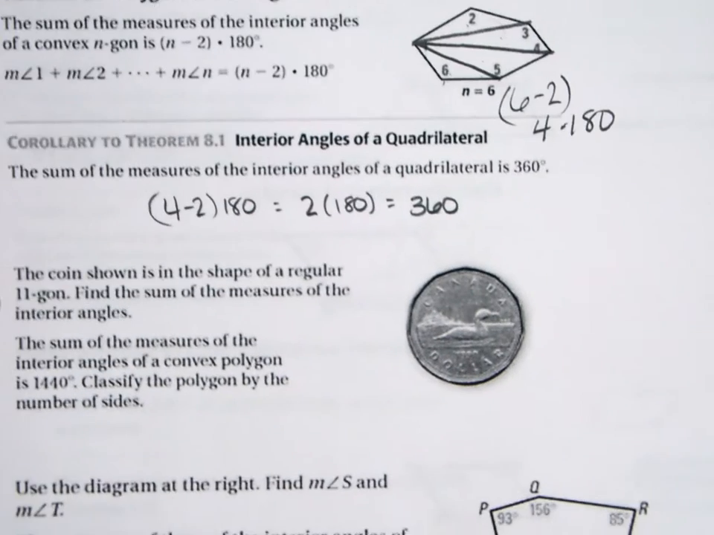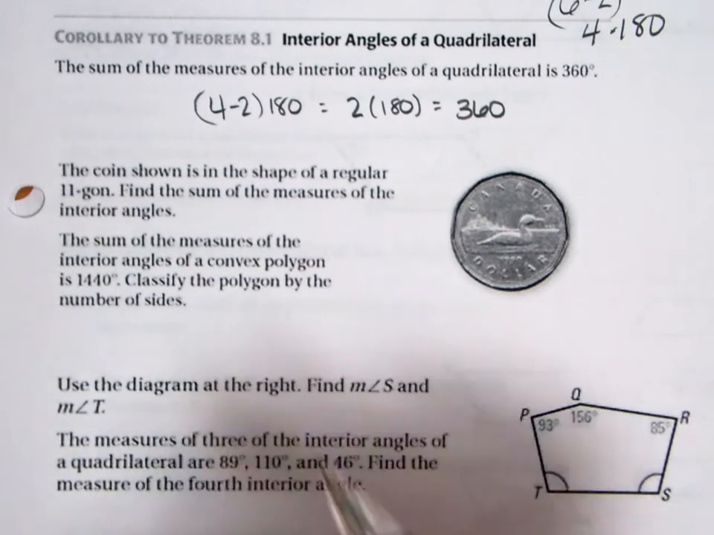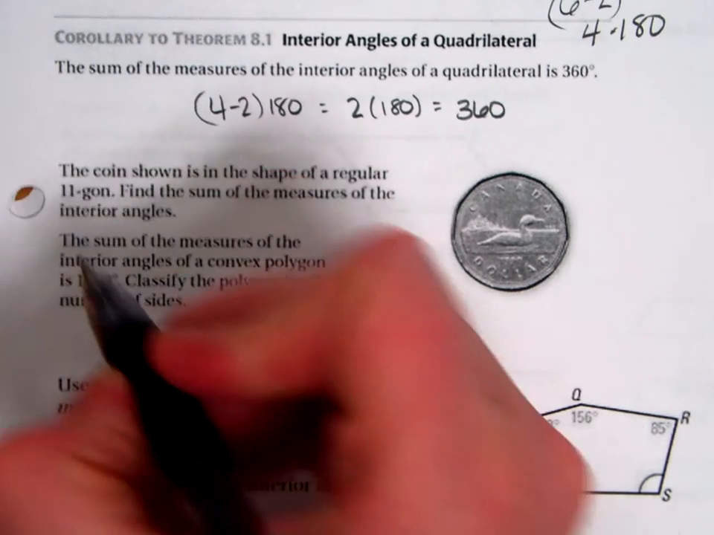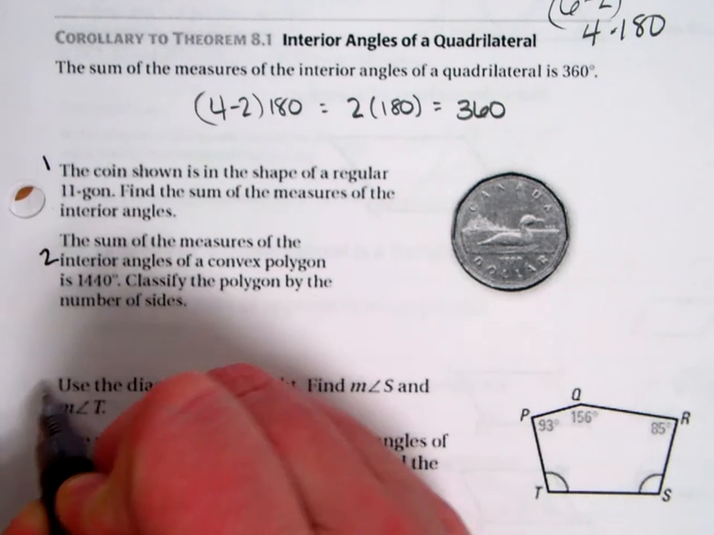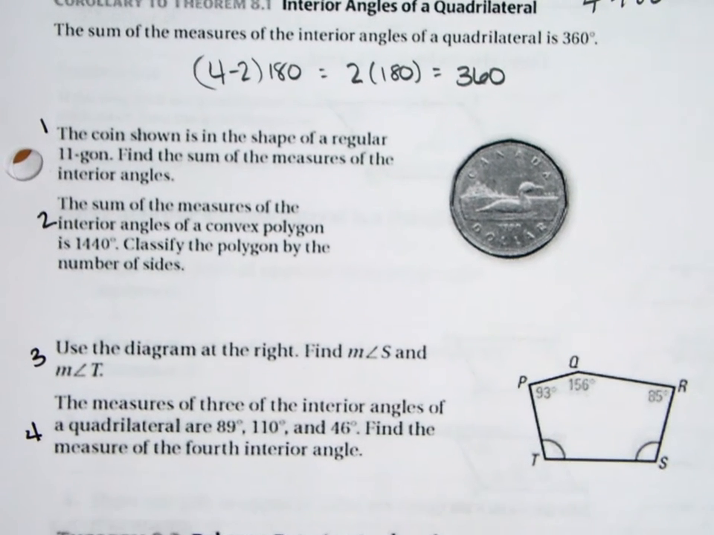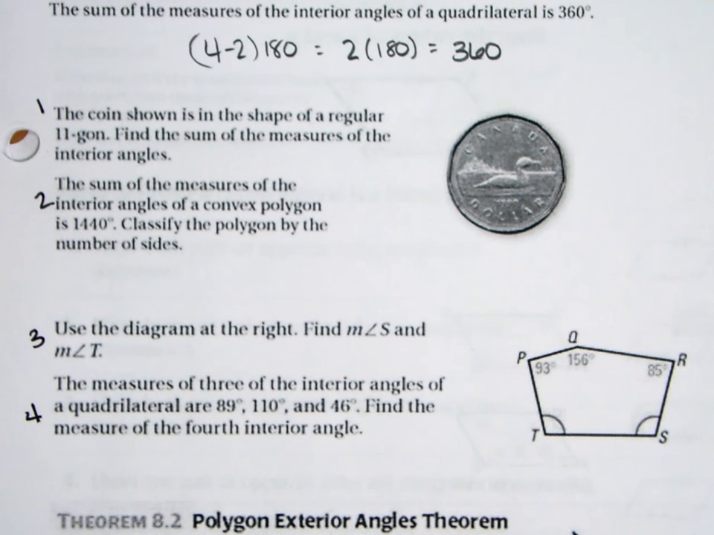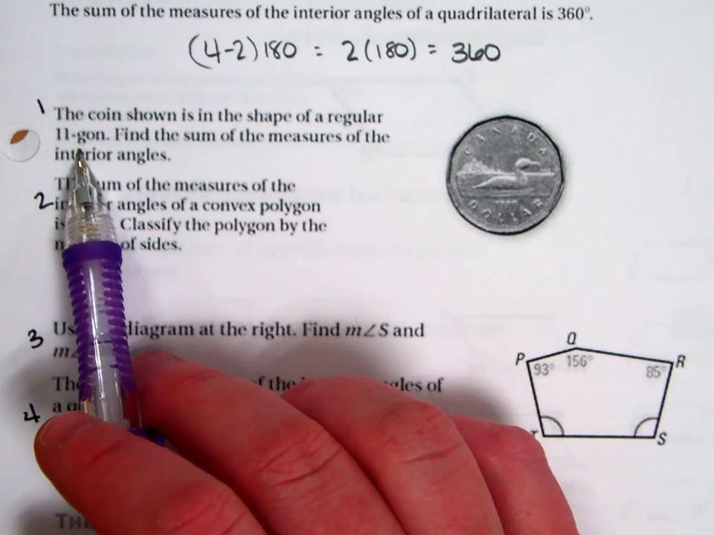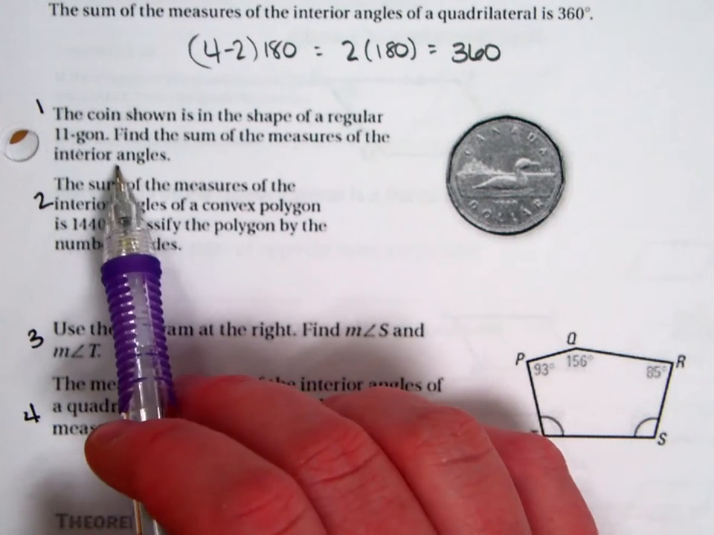What we're going to do here is 4 examples. We're going to do example 1, 2, 3, then 4. We'll start with number 1. Number 1 is this coin. The coin shown is the shape of a regular 11-gon. Find the sum of the measures of the interior angles.